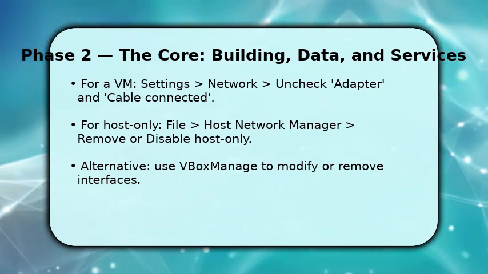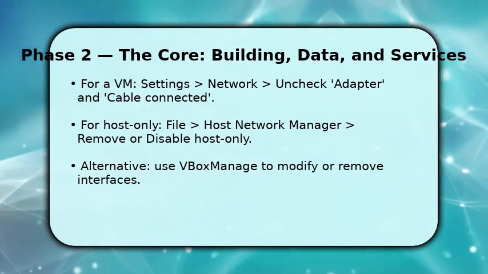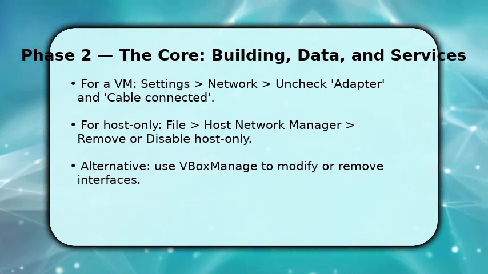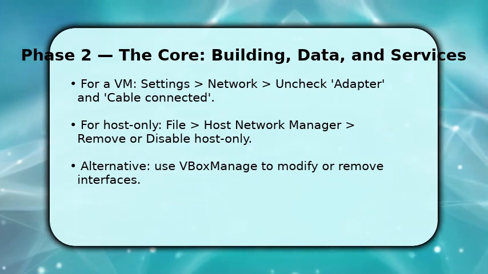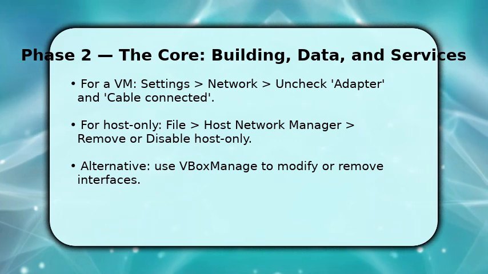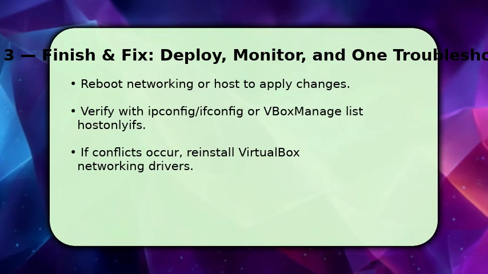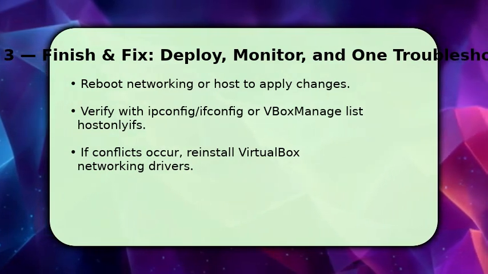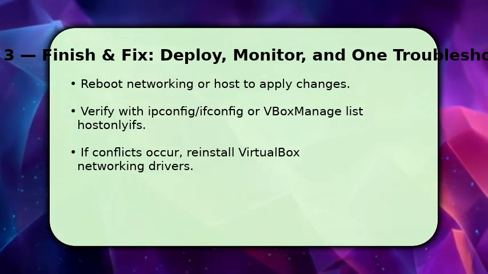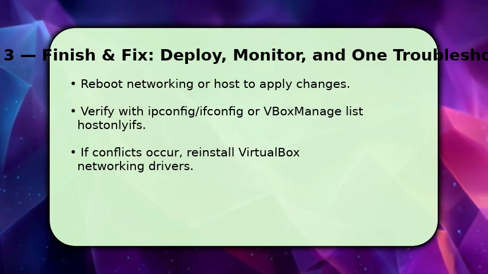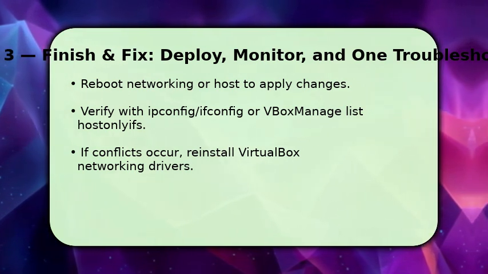If you prefer commands, run VBoxManage hostonlyif remove with the name, or ipconfig with modifyvm to set DHCP off. This is faster for scripting and exact when multiple adapters exist. Finish by restarting the host networking stack or rebooting the machine to ensure changes take effect. Some OSes need a full reboot to unload drivers.